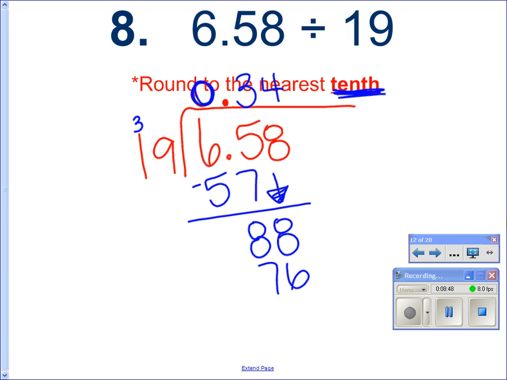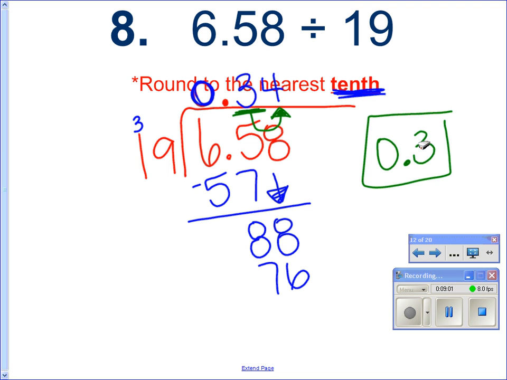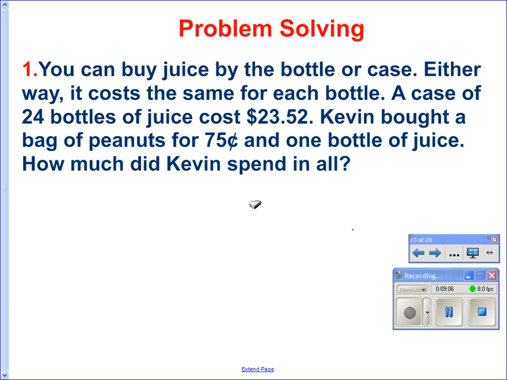It says round your answer to the nearest tenth again. So if it's in the nearest tenth, the 3 is in the tenths place. It looks to the right at the 4. The 4 is below 5, so it tells the 3 to stay the same, and the answer is 3/10. Okay? Let's do one more together, and then you can start on your homework.